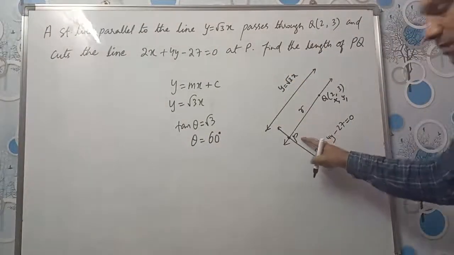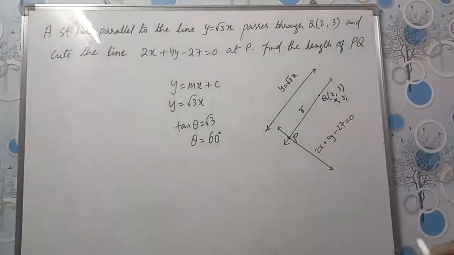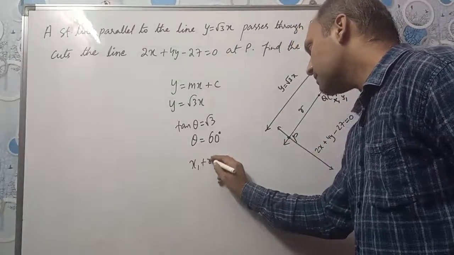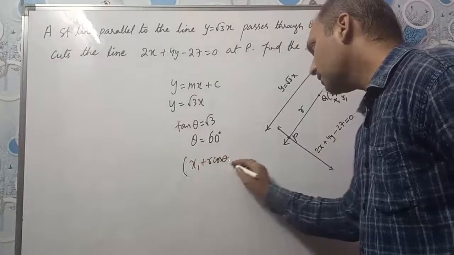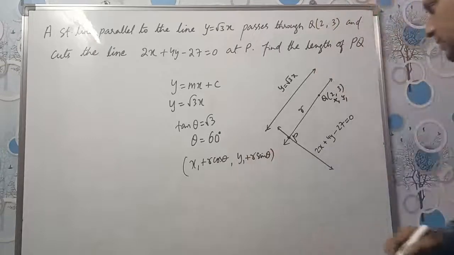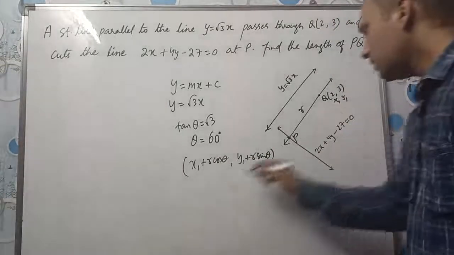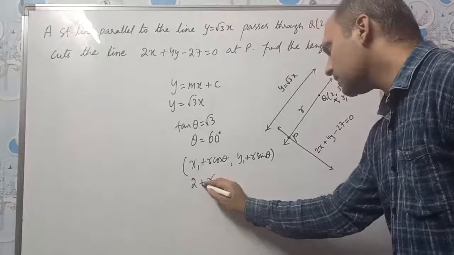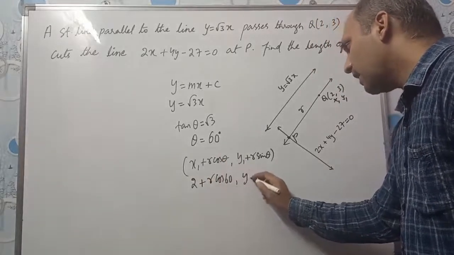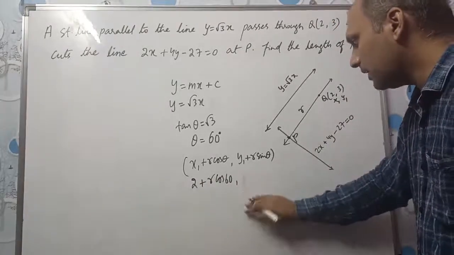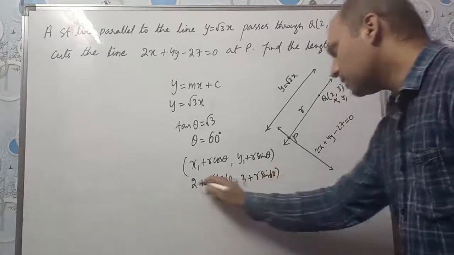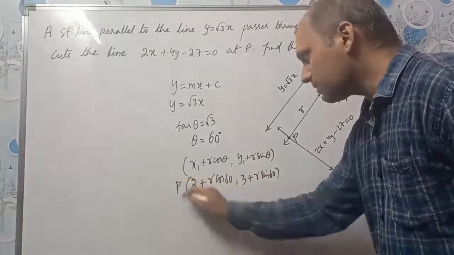We don't know the coordinates of this point. We are finding that in terms of r. What will be the coordinates of this point P? x1 plus r cos theta, y1 plus r sin theta. Alright, so what is x1? 2 plus, we don't know what is r, cos 60. y1 is equal to 3, right? So this is 3 plus r sin 60. Okay, so these are the coordinates of point P.